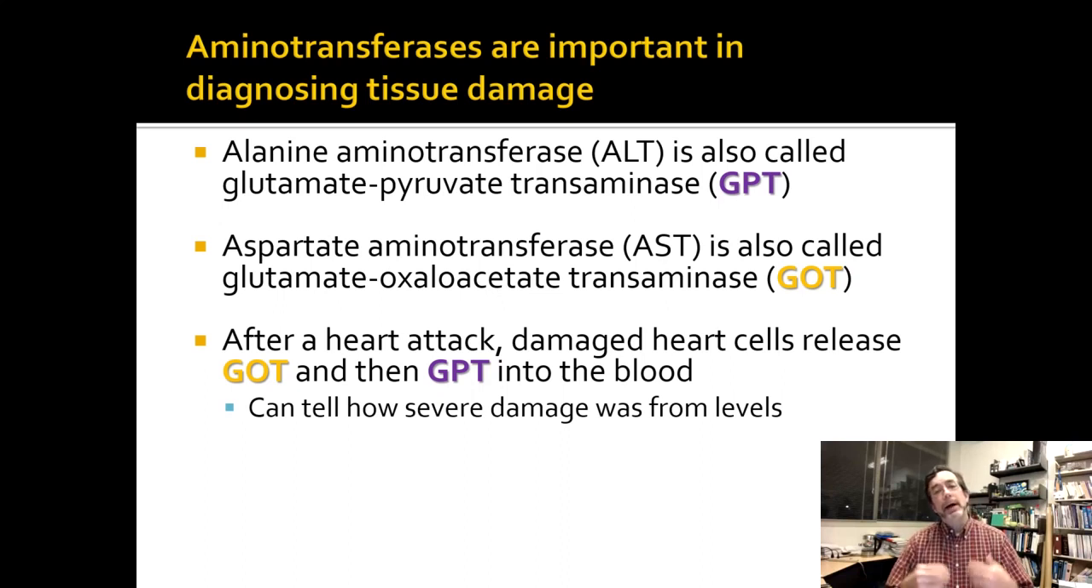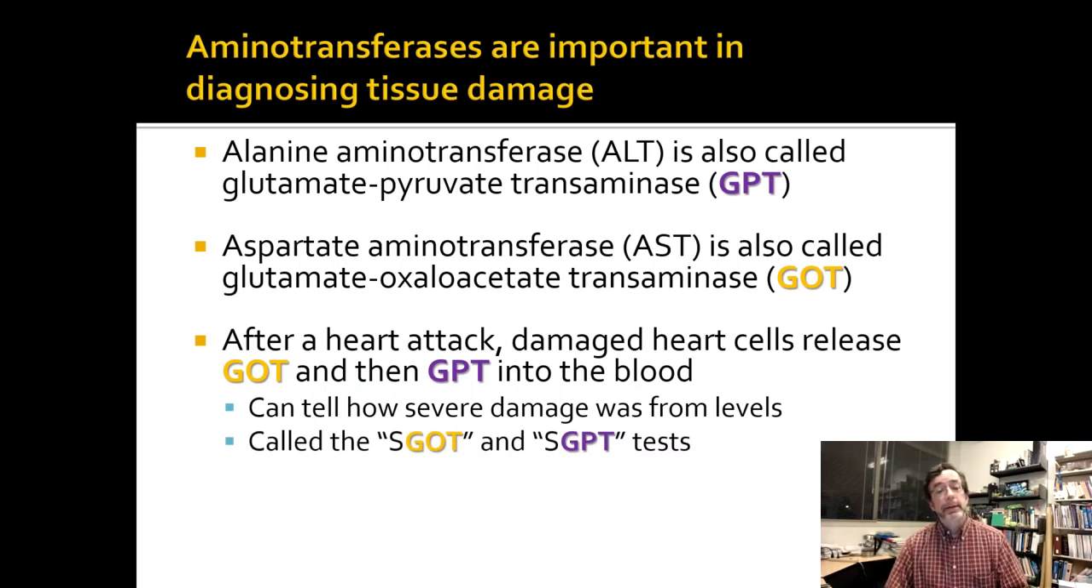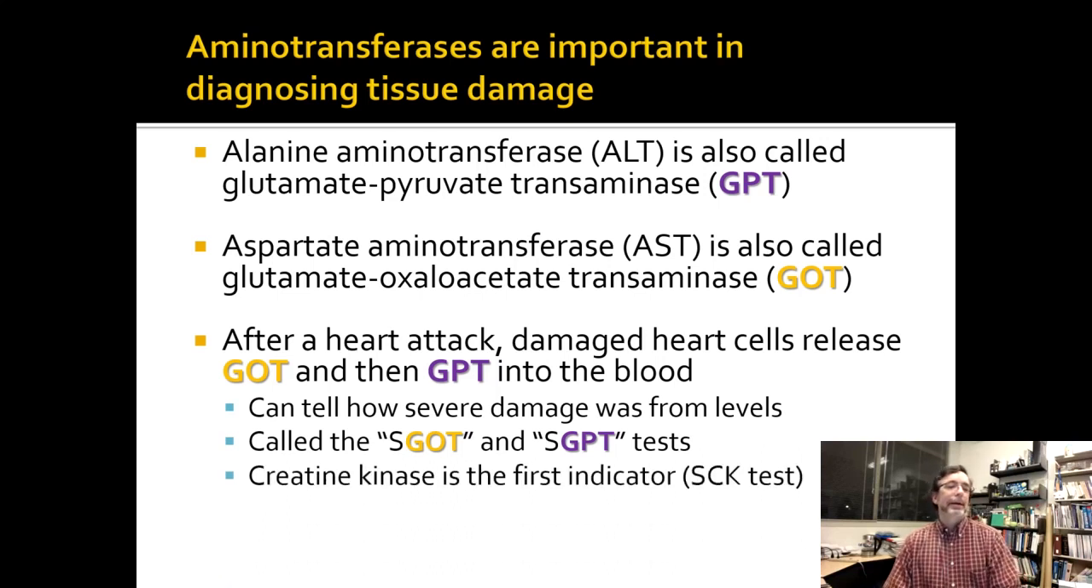And you can tell how many cells are broken by the amount of transferase activity that you see in the blood, the number of enzymes, if you can get it down to that. So these are called the sGOT and sGPT tests. S stands for soluble. Soluble means in the blood, in the serum. And there's actually a third protein that they look for, creatine kinase. And if you remember, creatine kinase was mentioned way back in chapter 14. It's in the muscle, and it actually has a specialized muscle job. But again, it's supposed to be inside the heart cells. If it's outside the heart cells, you're in trouble.